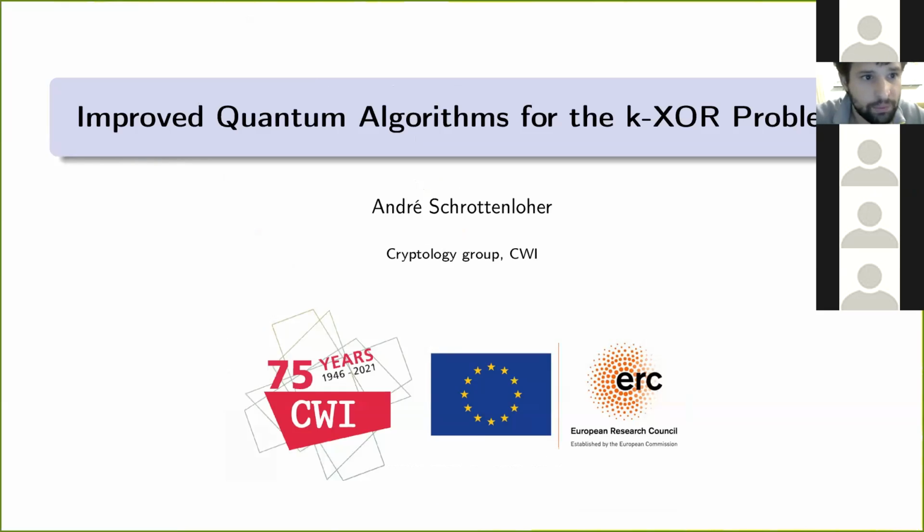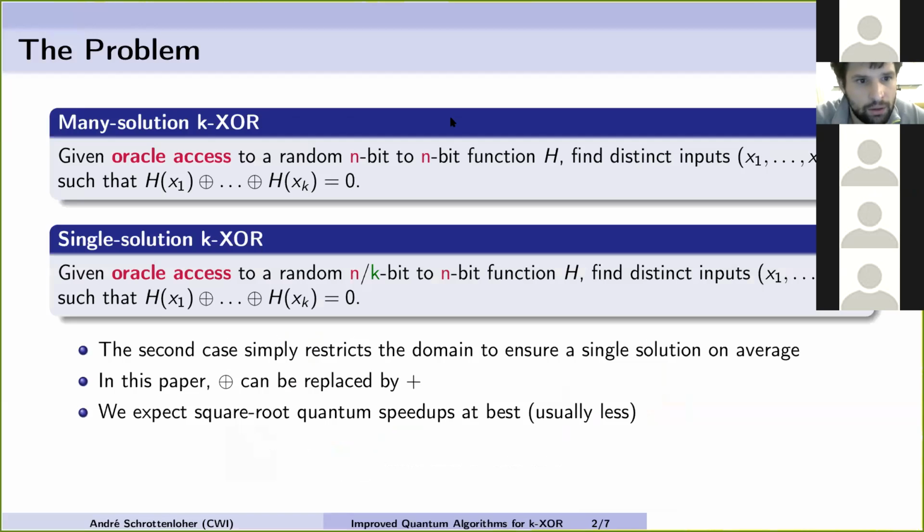So yeah, this paper is about quantum algorithms for the K-XOR problem. What is it? First of all, we basically have two flavors of this problem: the one where we have many solutions, and the one where we have a single solution. We have access to, let's say, a random function that produces some bit strings, and we want to find k inputs whose images XOR to 0. In some cases we have a lot of data, so we have many solutions for this problem.